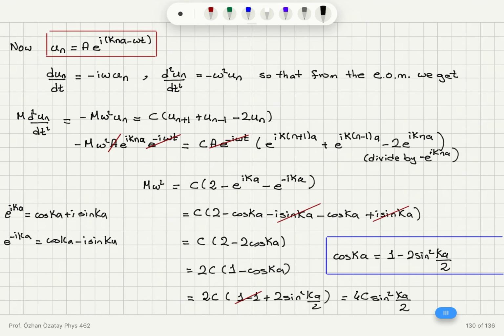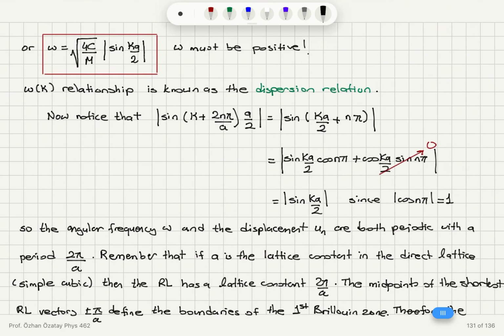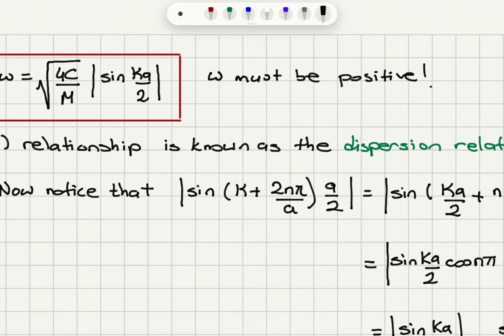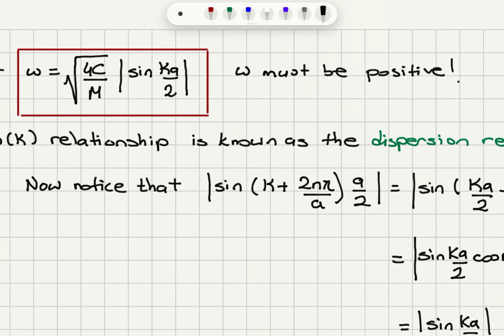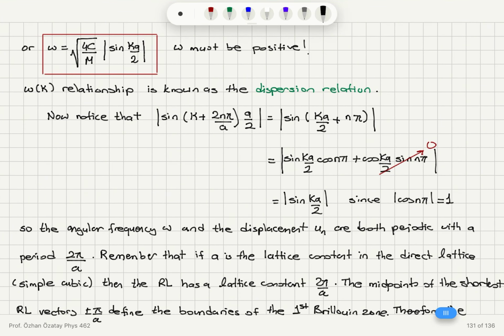And then I have to take the square root of sine squared ka over 2. And omega must be positive, so a sine is an oscillating function, it can have negative values. I have to guarantee that omega is always positive, so I put an absolute value. So omega is square root of 4c over M, absolute value of sine ka over 2. Now this relationship that we obtain, the omega versus k relationship, is known as the dispersion relation. It's an important relation, and it tells us the nature of the oscillations.